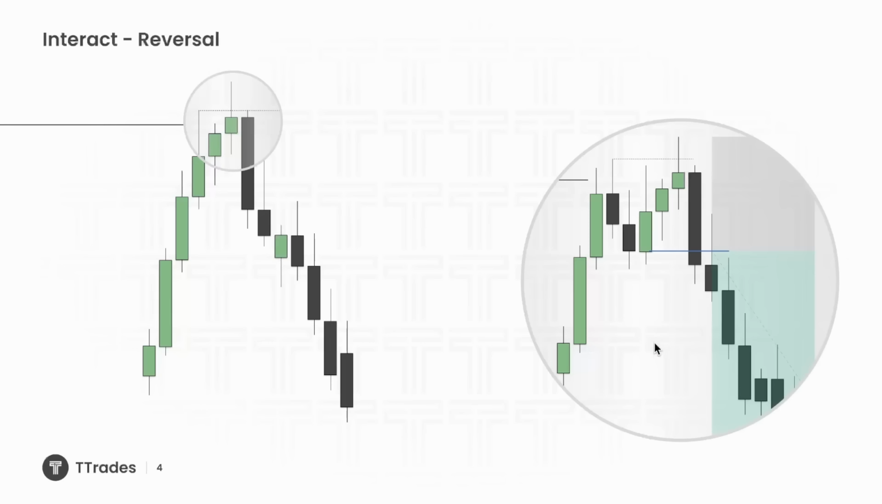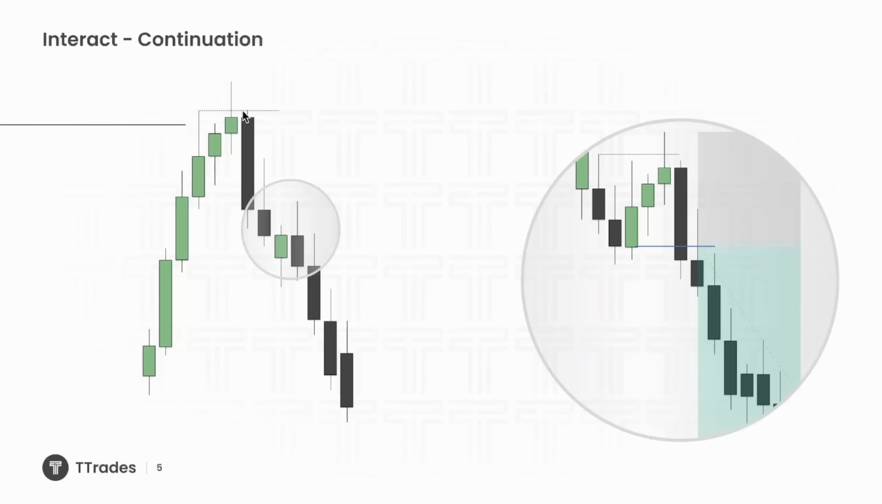Now, what happens if I miss this reversal, or if I don't want to trade this reversal? How do I interact with it? I don't have to catch the high to trade a reversal. I can still look for the continuation following by finding a protected swing, which if you haven't seen my video, please go ahead and check that out, and this will make a lot more sense.